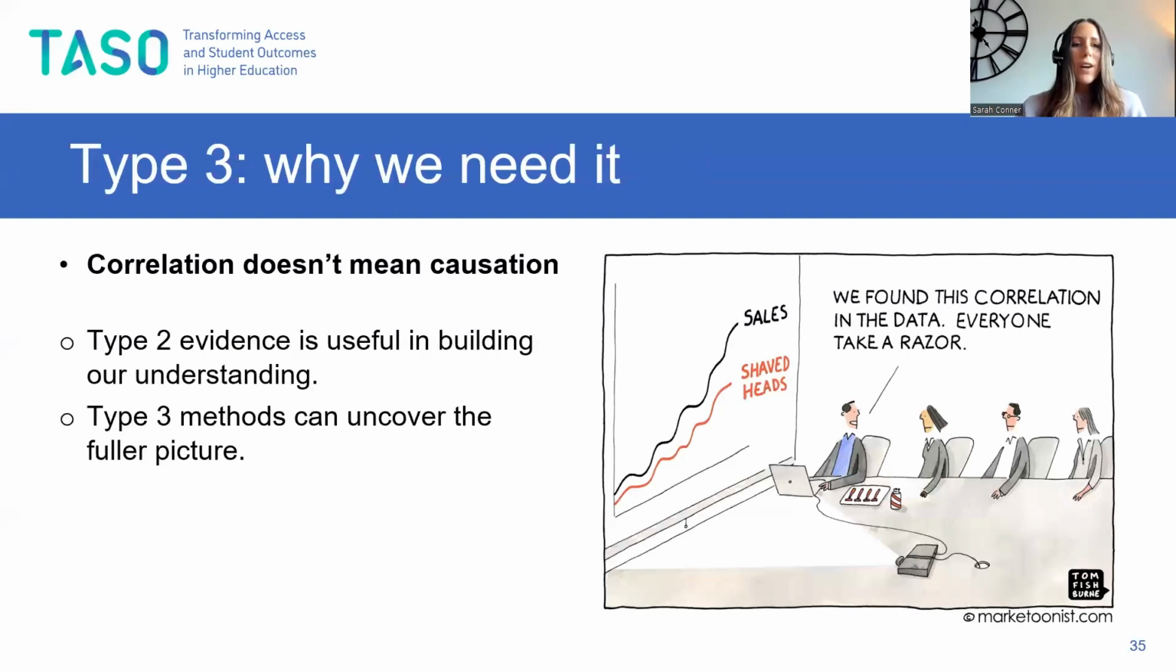So we really need type 3 evidence. Correlation doesn't mean causation. So in this example here, just because your sales increased when you have more staff that have shaved heads, it doesn't mean everyone should be going around shaving their heads, because this is just an association. It's just a relationship, and it's not showing for definite that shaved heads cause better sales. So we really, really need that type 3 evidence to actually uncover the fuller picture. But type 2 evidence is a good start and obviously a good improvement from type 1 evidence.